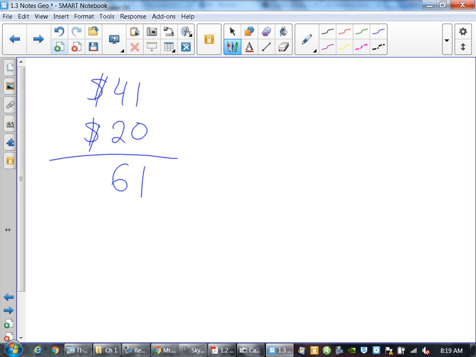What's the average of 61 between the two of us? What would you do? Divided by 2. So if I take half of 61, what do we get? 30.5. So we averaged out at $30.50 between the two of us. That's our average. Isn't that the halfway point between our two values? That's all midpoint is, guys. It's finding the average of two numbers.